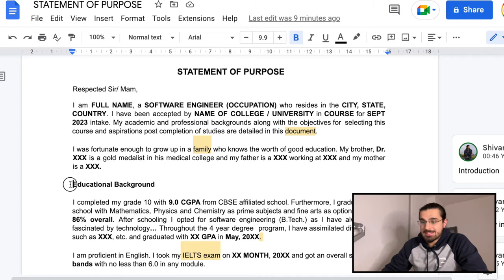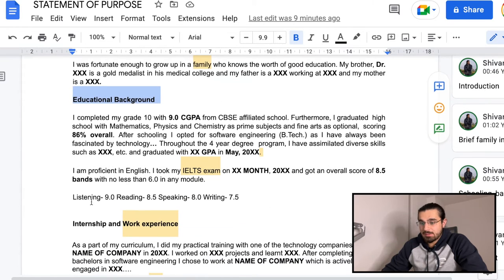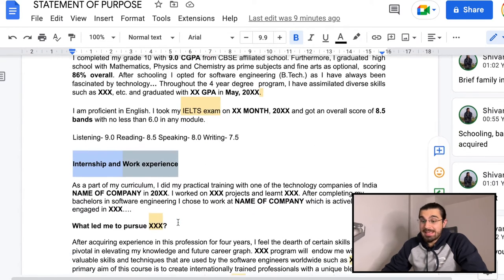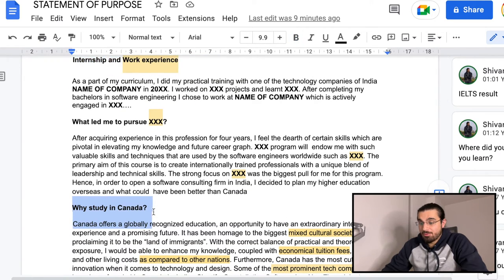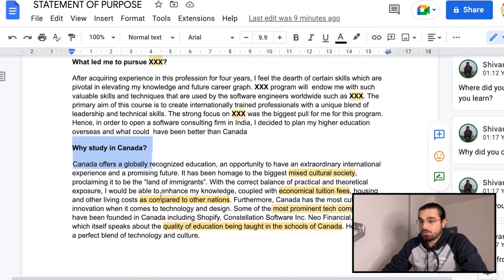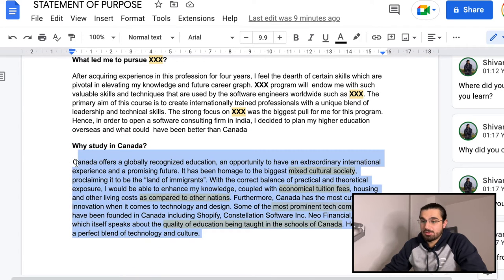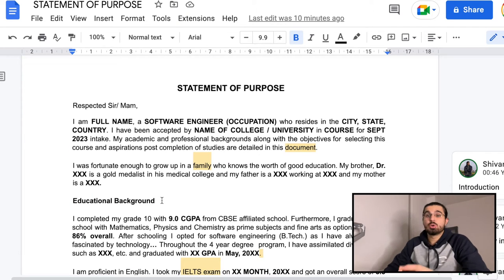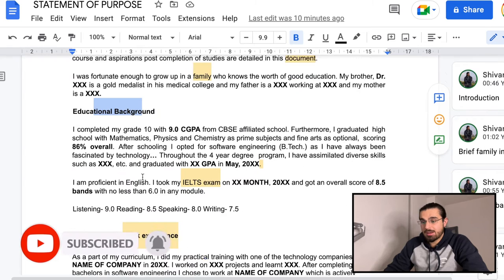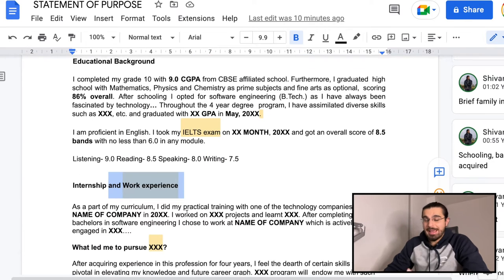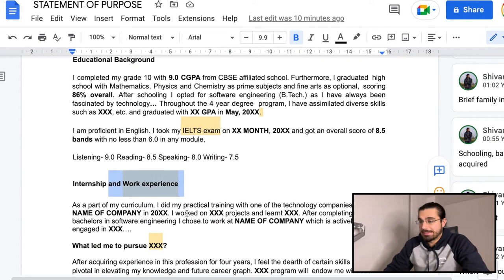Another thing that you will notice is that each section begins with a header of its own. And these headings will tell the visa officer what the following paragraph is about, what you are trying to tell in this paragraph, for example. This is also done so that you don't miss out on any key points that you have to talk about in your SOP. For example, your educational background or your work experience and some other topics that we will talk about later in this video.